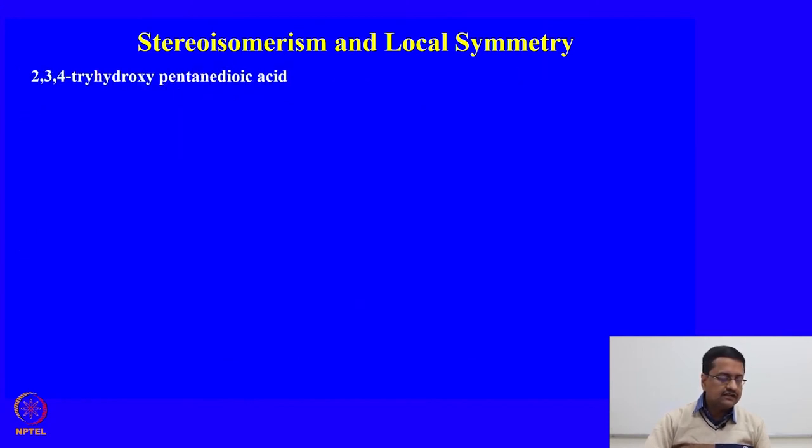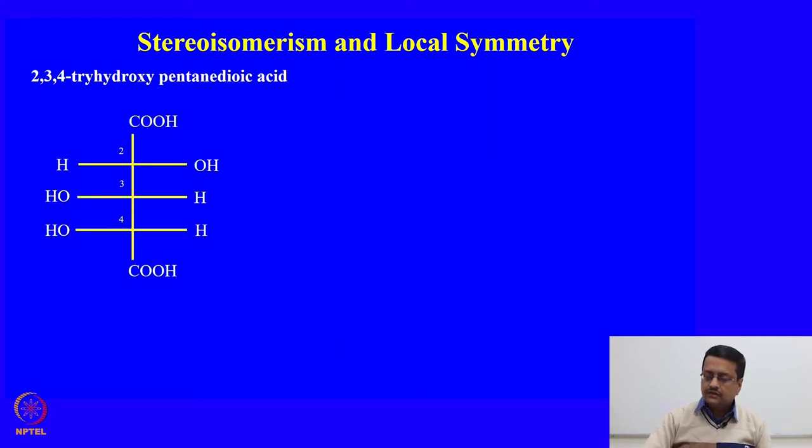Let us try to see what happens in the case of 2,3,4-trihydroxypentanoic acid. In this molecule, we have three chiral centers marked as 2, 3 and 4. As you can see, this molecule can have different configurations at the chiral centers 2, 3 and 4, depending on the orientation of the OH groups, whether it is on the right hand side or left hand side of the vertical line in this Fischer projection.